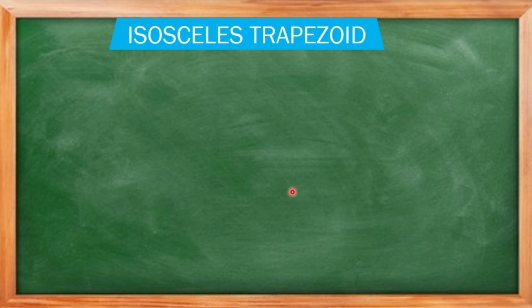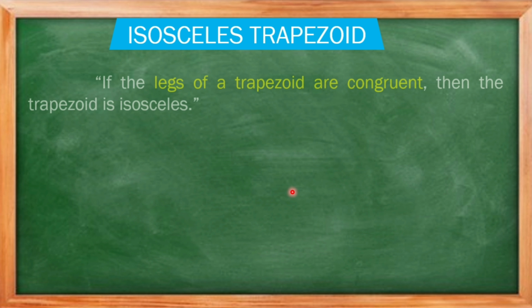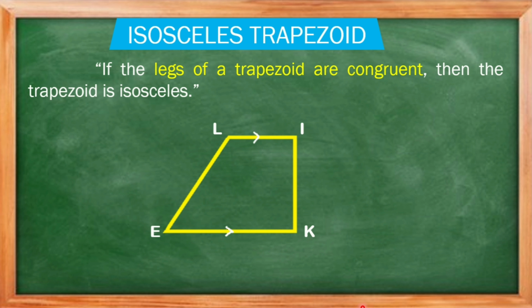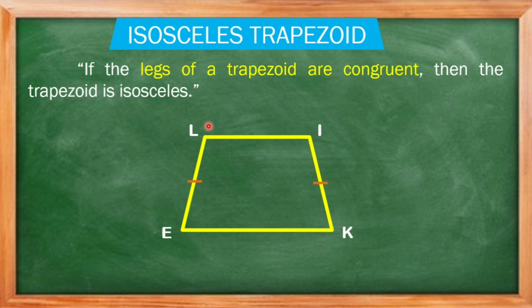Kailan magiging isosceles ang isang trapezoid? So, ito yung definition niya. If the legs of a trapezoid are congruent, then the trapezoid is isosceles. Ito yung kaninang ordinary na trapezoid na kung saan yung kanyang non-parallel sides ay hindi congruent. So, kung makikita ninyo, ito mas maikli, ito mas mahaba. So, ngayon, kung itong LE at itong IK ay magiging congruent, katulad niyan, so ibig sabihin, itong figure na to, since congruent na yung kanyang legs or yung non-parallel sides, this figure is an isosceles trapezoid.